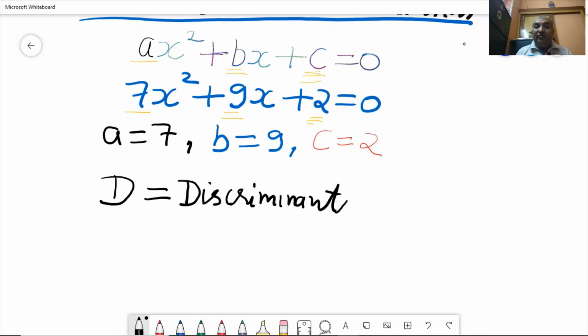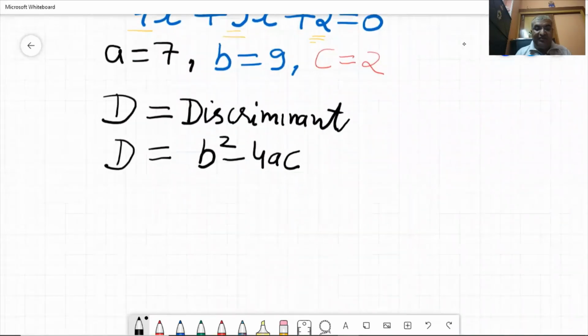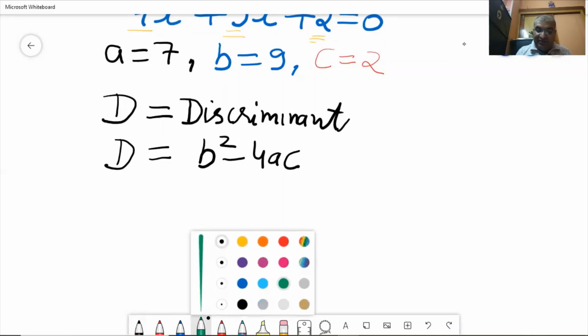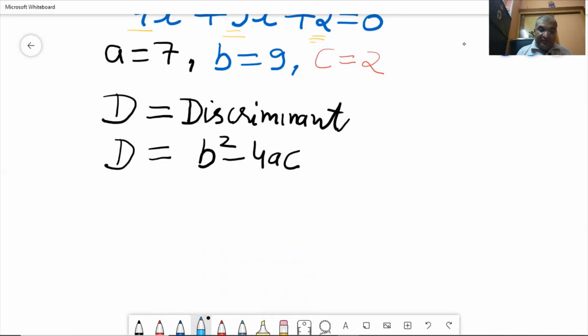Now what is the formula for d? So please try to learn. For d, the formula is b square minus 4ac. Discriminant is calculated first by applying the formula which is b square minus 4ac. Now let us calculate d, and for calculation of d, please try to see that we can put the value of a, b and c right here.